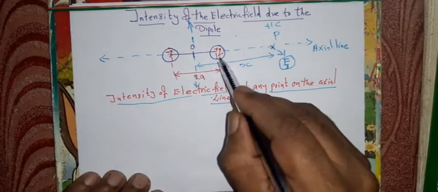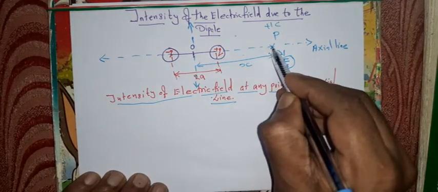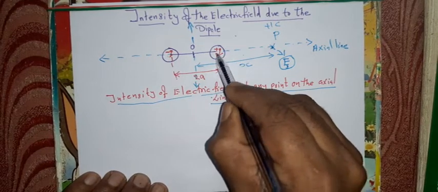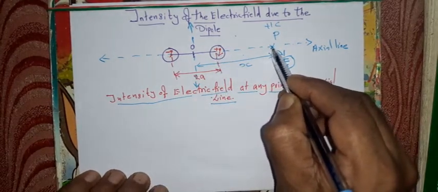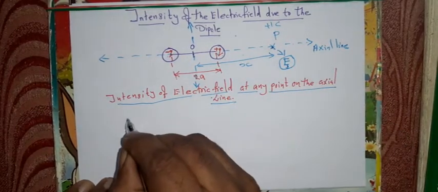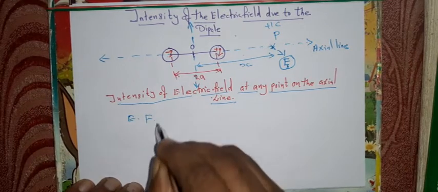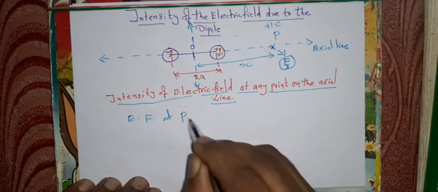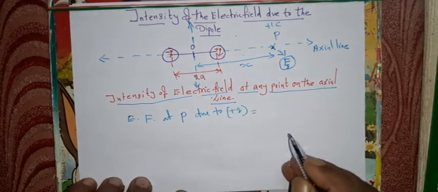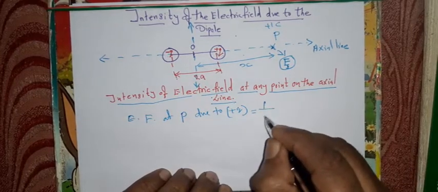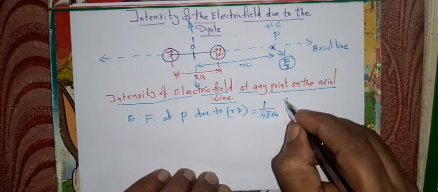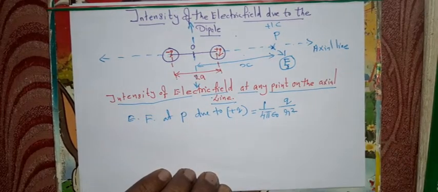First, we are finding out the intensity of the electric field at P due to plus Q. At that time, you can forget about minus Q. First, you can find out the intensity of the electric field at P due to plus Q charge. Let it be E1. Therefore, the intensity of the electric field at P due to plus Q alone is, we have the formula for the intensity of the electric field due to a point charge, 1 by 4 pi epsilon 0 into Q by R square.